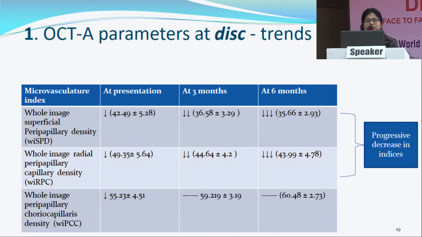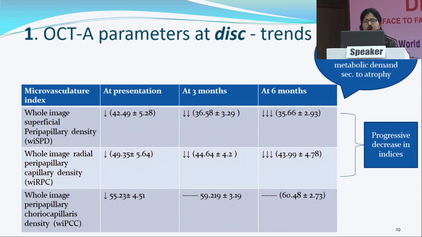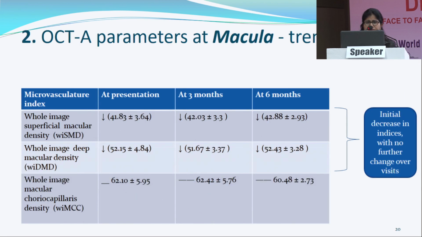Both the superficial peripapillary as well as radial peripapillary capillary vessels showed decrease, which was probably due to decreased metabolic demand as a result of RNFL atrophy. Coming to macular parameters, we found that all the parameters, although less than controls at presentation, remained more or less stable at 3 and 6 months.